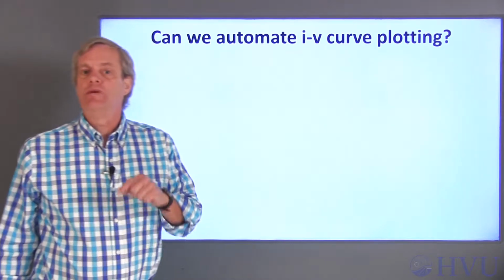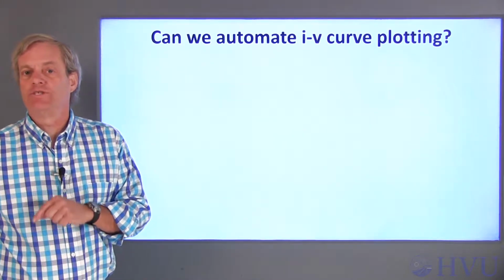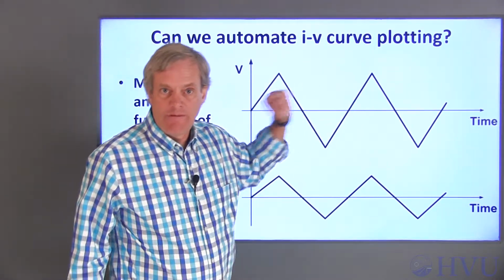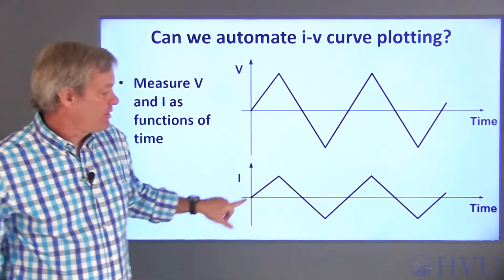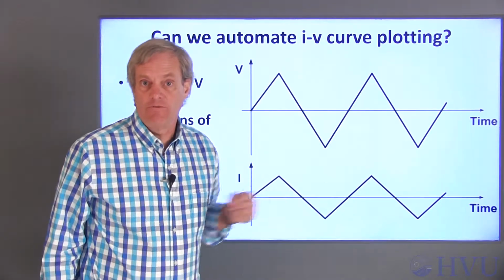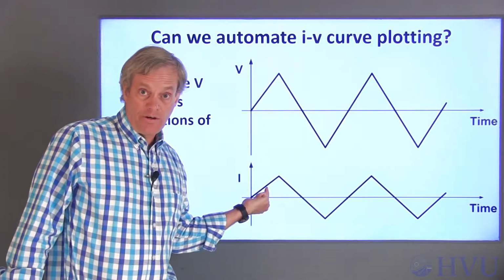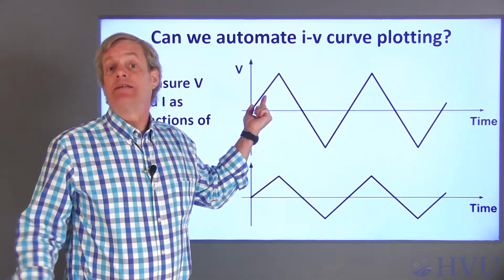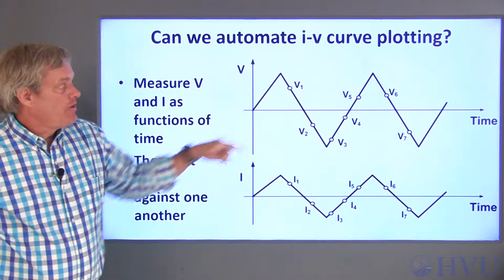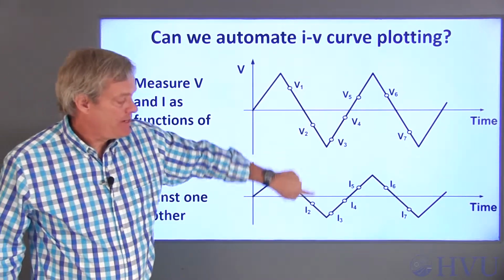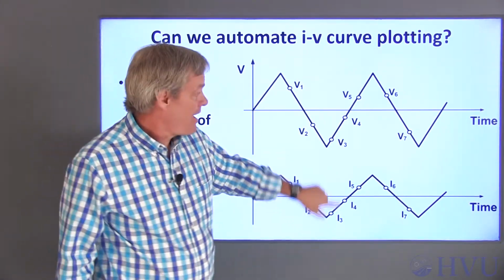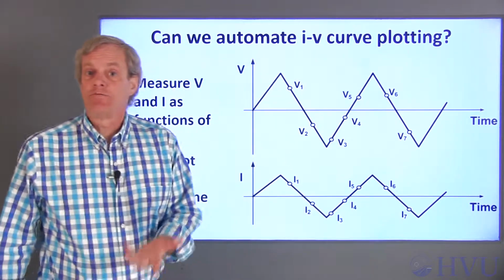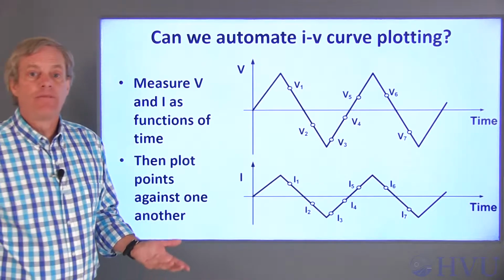To do this, though, we need to apply a time-varying voltage to our circuit. If we apply a triangular voltage wave like the one shown here, the resulting current will also be a triangular waveform. Each point on the current curve will correspond to the voltage at the same time divided by the resistance. If we measure a bunch of different combinations of voltages and currents and plot the voltage points against the current points, that's our voltage current characteristic curve.